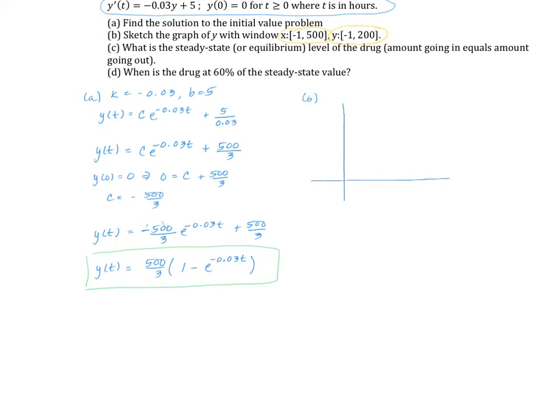When t is equal to 0, notice that we have 1 minus 1. So y is equal to 0, and I'll be here. In my calculator, the graph kind of does this, and then it starts to level out. It turns out that what it's approaching is 500 over 3.